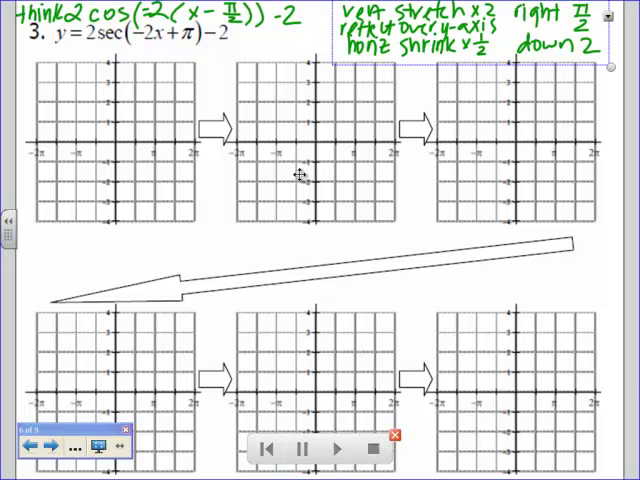After we factored, we had pi over 2 with subtraction, which meant it's going to move right pi over 2. And at the very end, we had minus 2 for down 2.